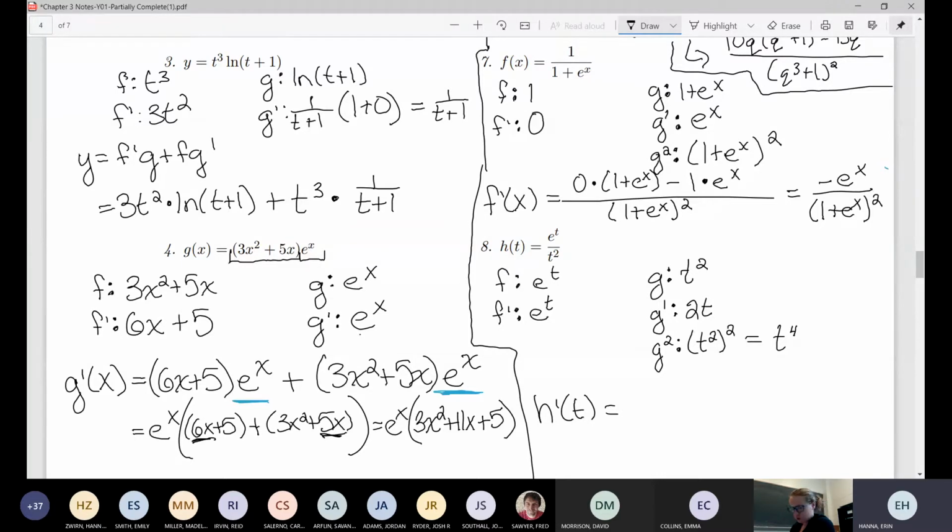Use our quotient rule. F prime times g, so e to the t times t squared, minus f times g prime, so e to the t times 2t, all over g squared.